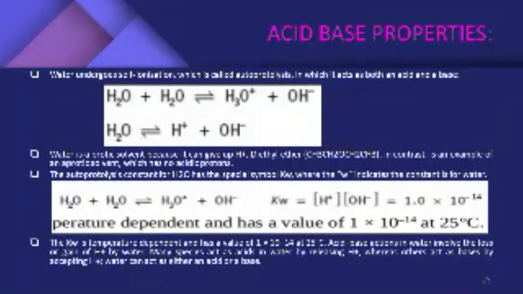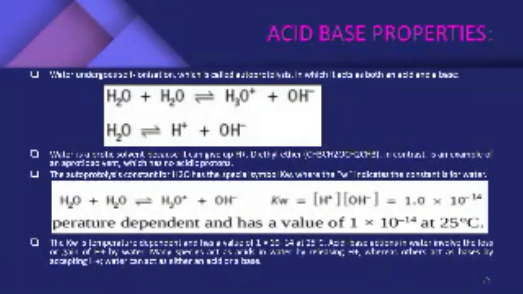And this is the reaction when water reacts with water and forms hydronium ions plus hydroxyl ions, and Kw is equal to the concentration of hydrogen ions times the concentration of hydroxyl ions. The Kw for this reaction is 1.0 times 10 raised to minus 14, which is obtained at 25 degrees Celsius temperature.